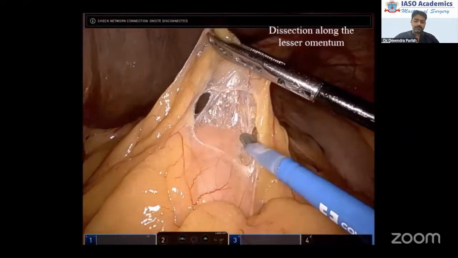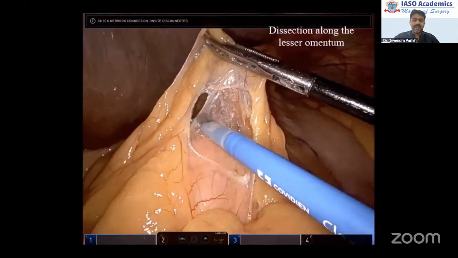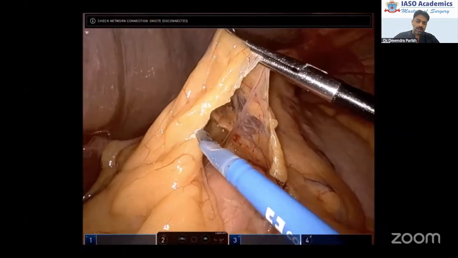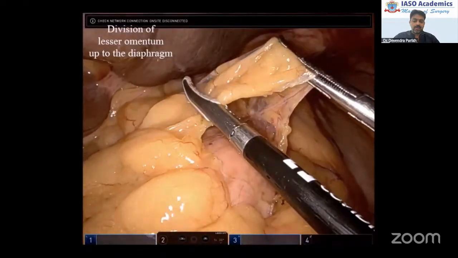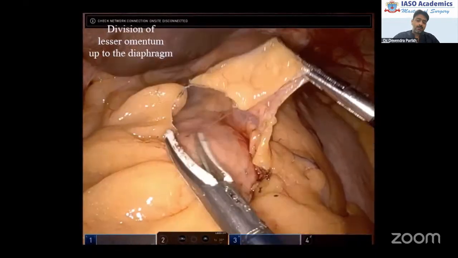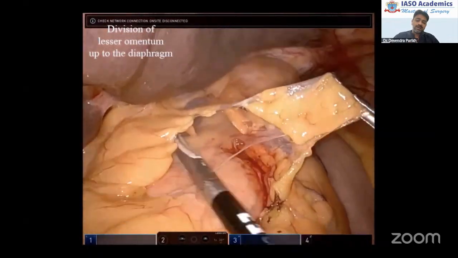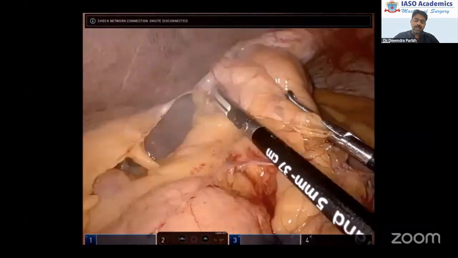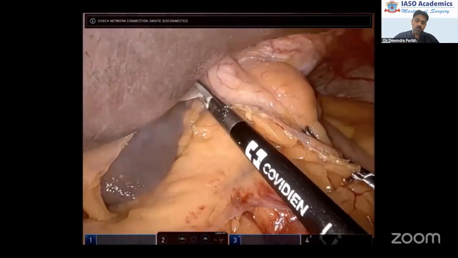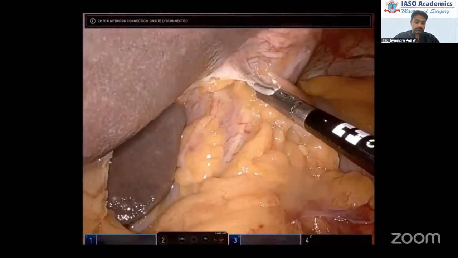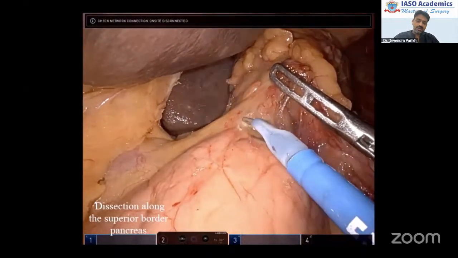Similarly, as I said, this basin can be approached from the greater omentum by cutting the greater omentum. In the previous video, what we saw was the lifting of the stomach and subsequently reaching that lymph node basin. Here we are actually retracting the stomach downward and reaching the basin by cutting the greater omentum.